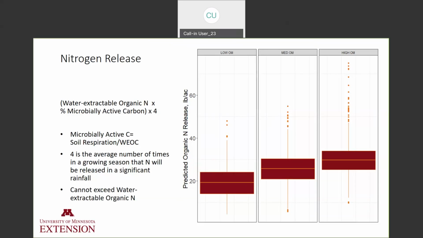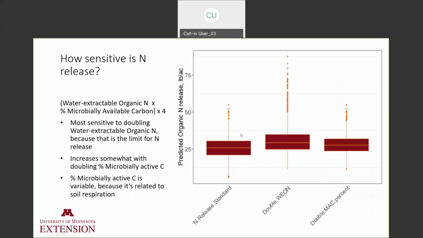So one thing I was interested in is if you're going to slice and dice the numbers this way and look at these calculations, I was wondering how the calculated nitrogen release might change if the components change. So I did some example calculations with just the medium organic matter data to show how this might work. In this case, the first box is the standard nitrogen release, around 25. That's exactly this number. Then I doubled the water extractable organic nitrogen and recalculated it, and you see a little bump in the predicted organic nitrogen release. Then I doubled the microbial active carbon percent, and you again see a little bump, but not quite as large of one.